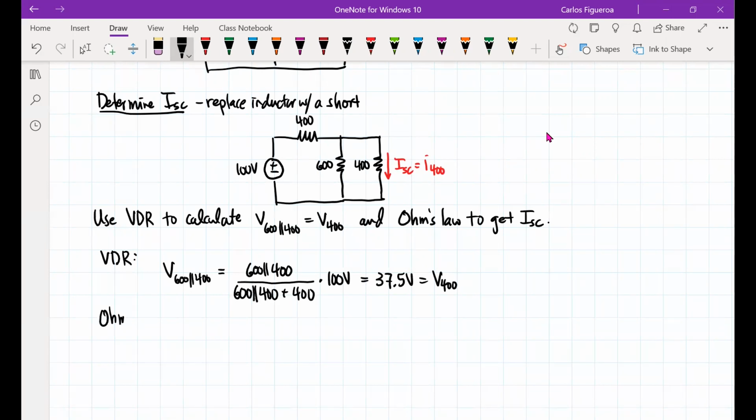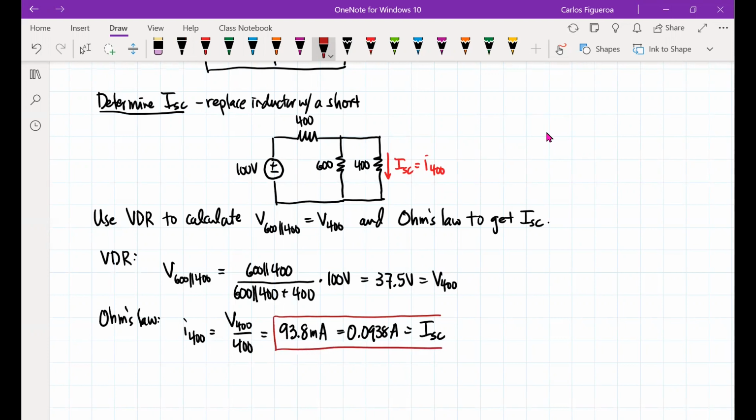Now, looking at Ohm's law, I now see that the current of the 400 must be the voltage of the 400 divided by 400. And so when I divide 400 into 37.5 volts, I get 93.8 milliamps, or I can also write this as 0.0938 amps, and this is I short circuit.